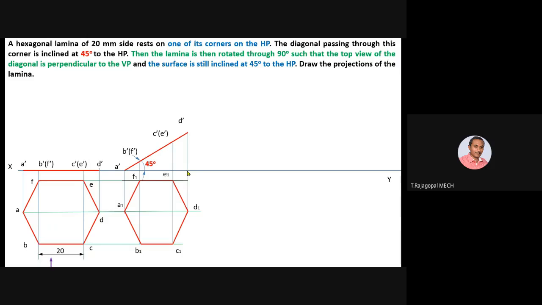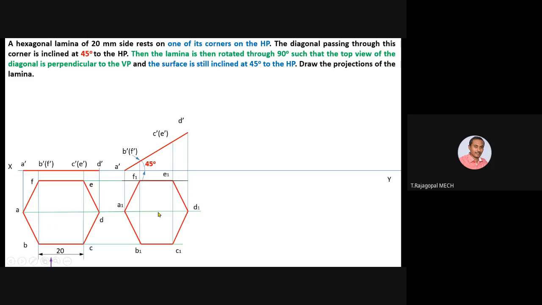Here they clearly told the lamina is rotated through 90 degrees. Lamina is then rotated through 90 degrees such that the top view of the diagonal is perpendicular to the VP. So now we are going to rotate this lamina by 90 degrees.